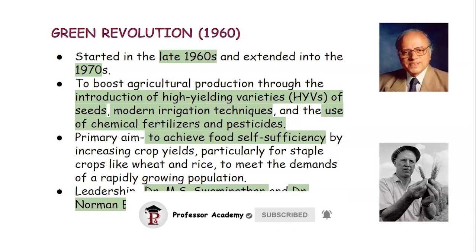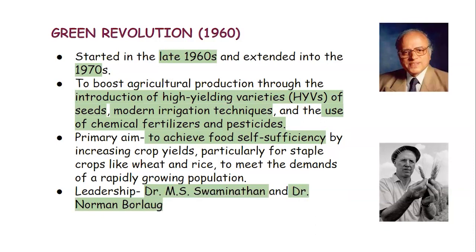And what are the methods they adopted? These are the methods they adopted to achieve food self sufficiency, by increasing crop yields, particularly for staple crops like wheat and rice, to meet the demands of a rapidly growing population. In the scenario of this population explosion, achieving food self-sufficiency was very important. And the primary aim of Green Revolution was to achieve food self-sufficiency.